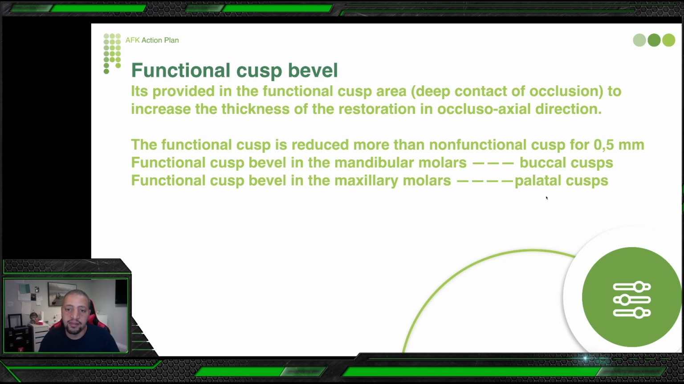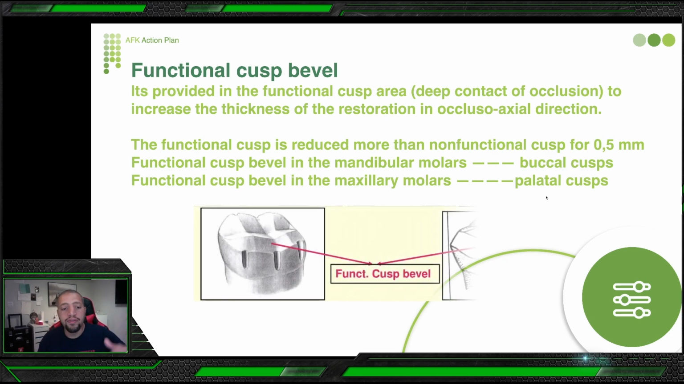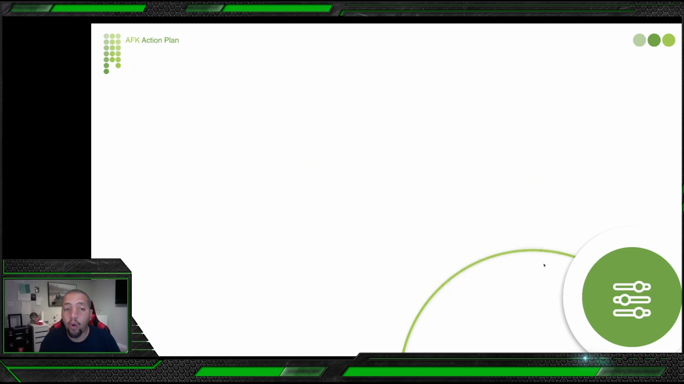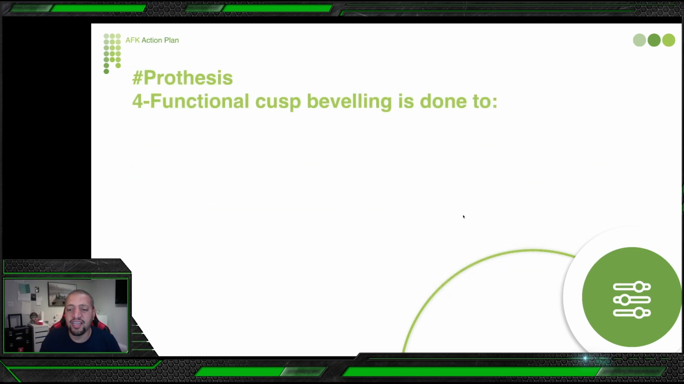I think you know that, because the functional cusp in the lower one is the buccal side, and in the upper one is the palatal side. So we do it 0.5 millimeter more than the reduction we do on the other side. And here is a different picture from a different angle to see the functional cusp bevel, how it works and why we do it. So I think now you can get the answer easily.